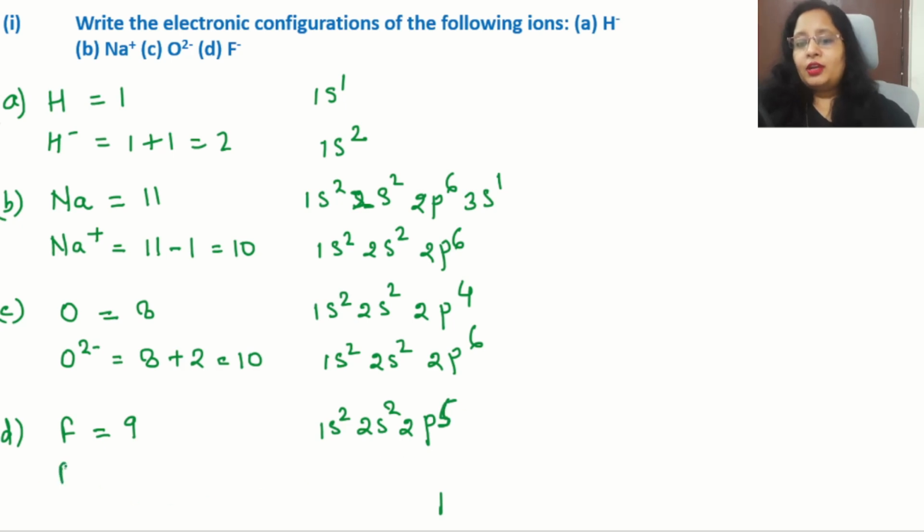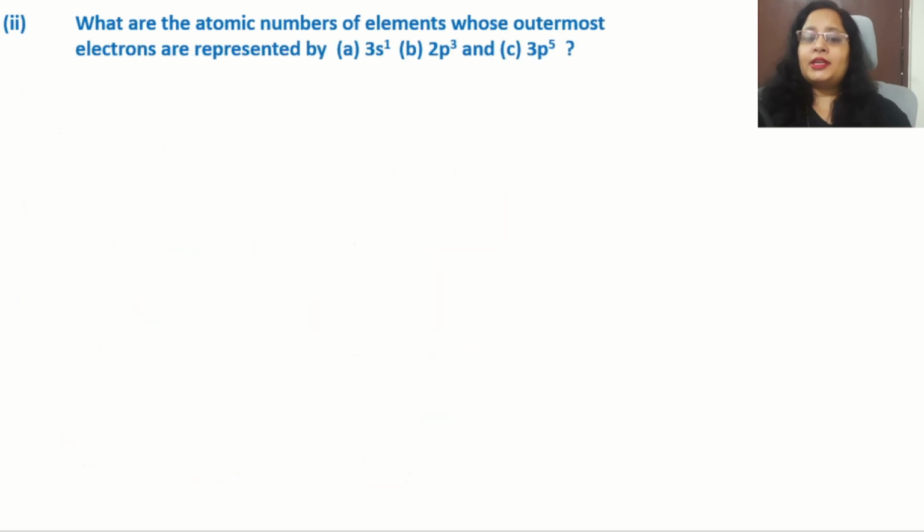So if we are talking about F minus, it means gain of 1 electron. So 9 plus 1, it will be 10 electrons. Now the configuration will be 1s2, 2s2, 2p6. So friends, first part is clear. We'll add or remove the electron depending on the sign plus or minus, and then we'll write the configuration. Now come up to the second part.